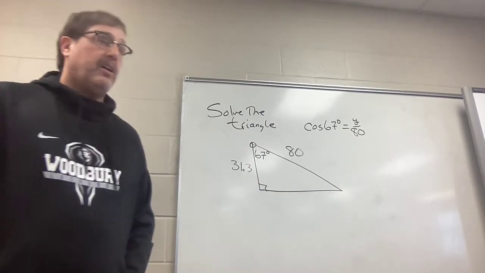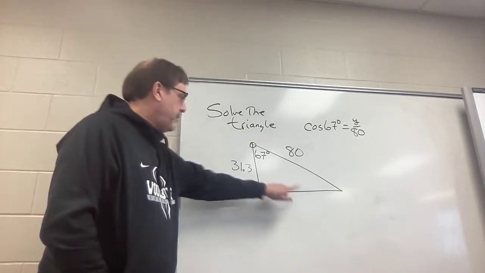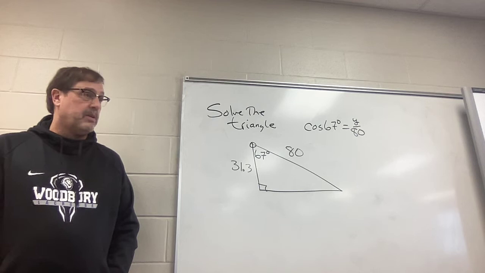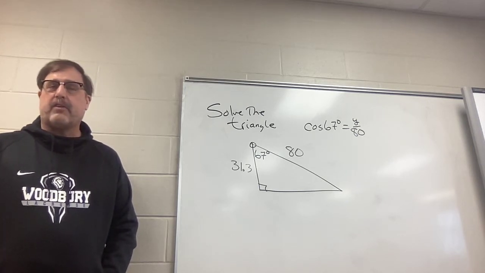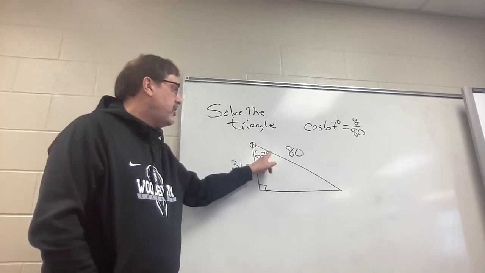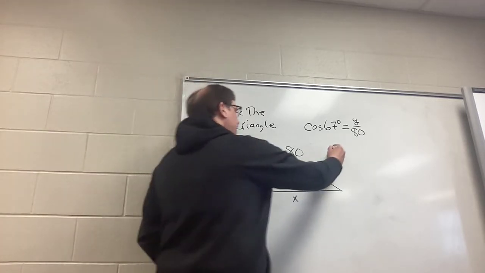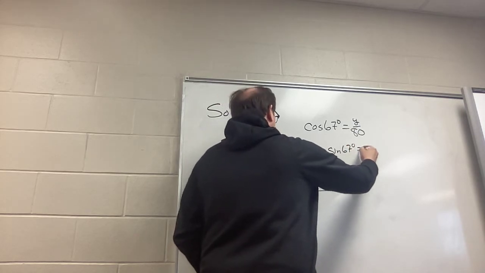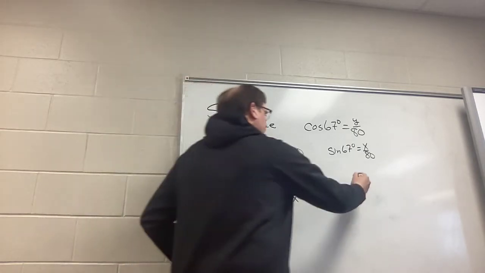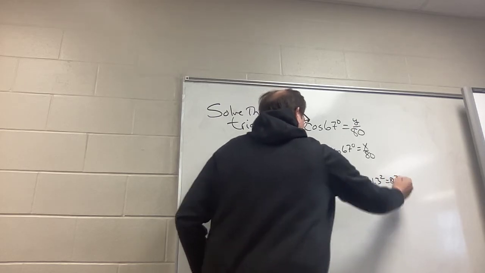Now you've got free will. You could choose the following. You could go a squared plus b squared equals c squared. You sure could. That would be great. Or you could say, I love trig so much that I'm going to use trig to find this. And I could do sine is opposite over hypotenuse. So I could call that x. I could go sine of 67 equals x over 80. That would be a great way to do it. Or I could do x squared plus 31.3 squared equals 80 squared. I could do either way.